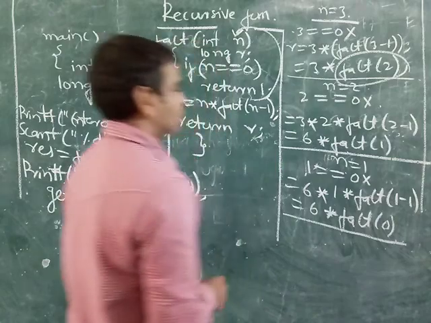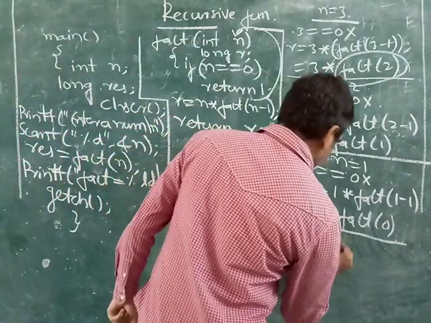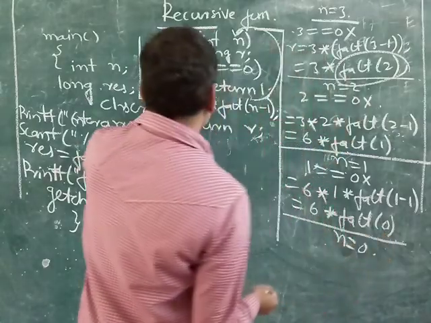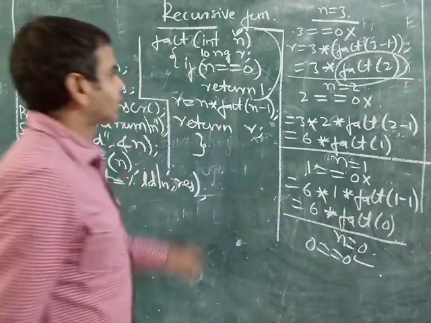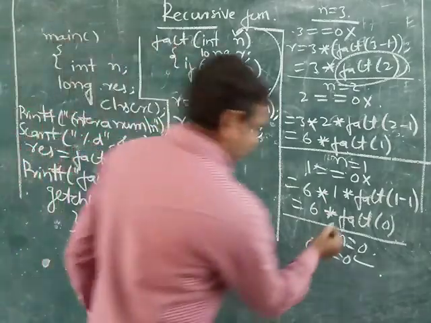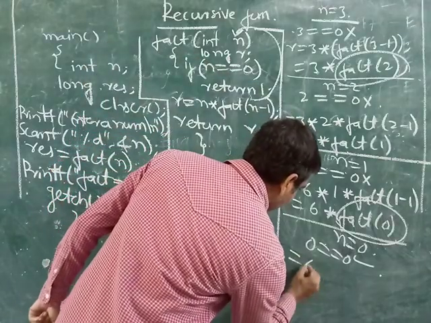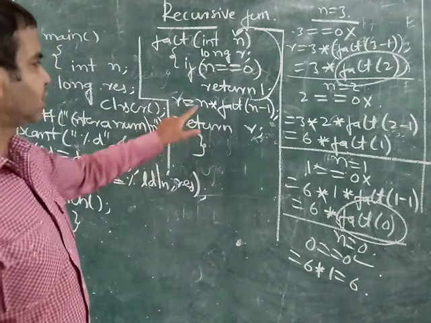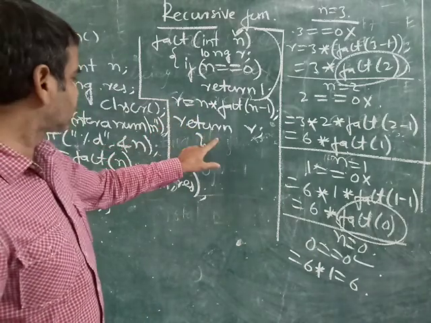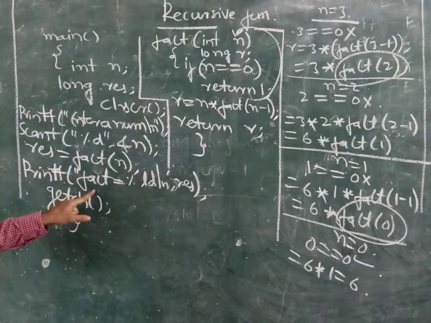Now the n value goes here. Now the n value is equal to 0. What is our condition? 0 is equal to 0, condition true. If the condition is true, return 1, so fact of 0 value is 1. So 6 into 1 is equal to 6. The 6 value will be assigned to r, and the return r value will be assigned to result. So it will display fact value is equal to 6.